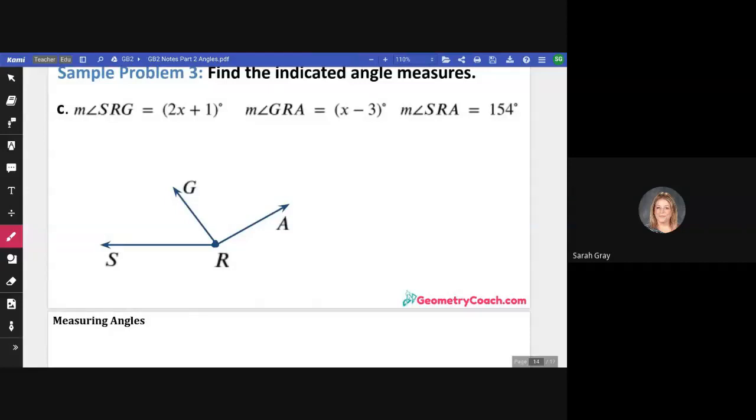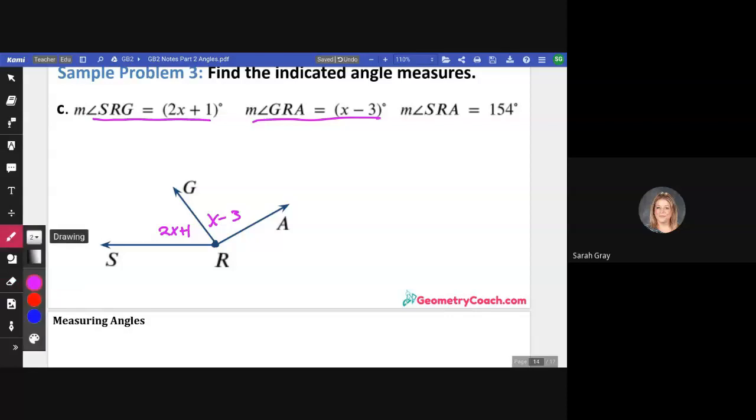We're going to do it one more time, but this time we have algebra expressions. So we're going to label the angle first. So here's angle SRG. It's nice that I can trace it and then I can get rid of it. And then I'm going to trace angle GRA. And label it. And then angle SRA is going to be that whole.